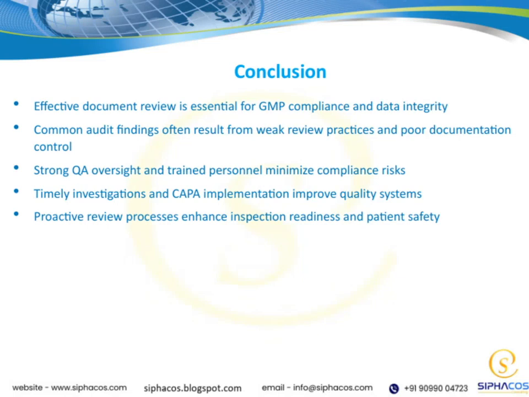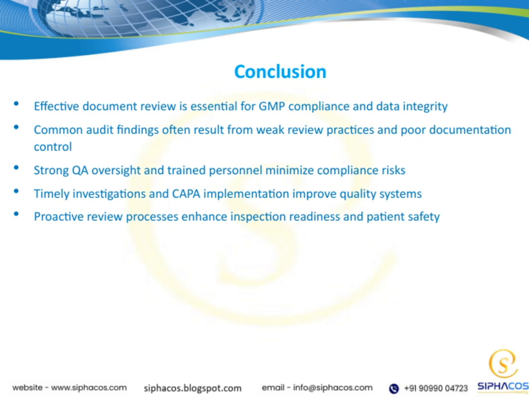In conclusion, effective document review is absolutely essential for maintaining GMP compliance and ensuring data integrity. When reviews are thorough and accurate, they help prevent issues before they arise. On the other hand, common audit findings often stem from weak review practices and poor documentation control, which can undermine the entire quality system. That's why having strong quality assurance oversight and well-trained personnel is so crucial. They help minimize compliance risks and keep everything on track.